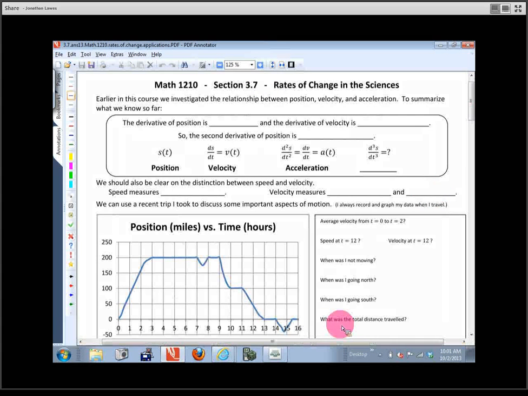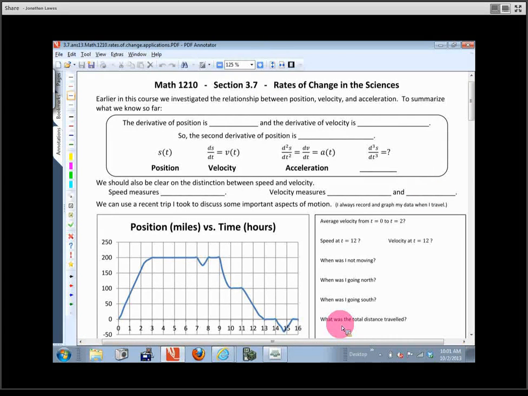So far we've talked about the derivative of position is velocity, okay? And the derivative of velocity is acceleration, okay? So that means the second derivative of position is acceleration. And we talked about this relationship. We're really good at going this direction.